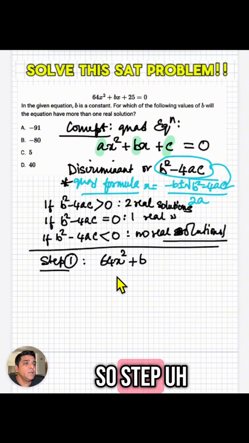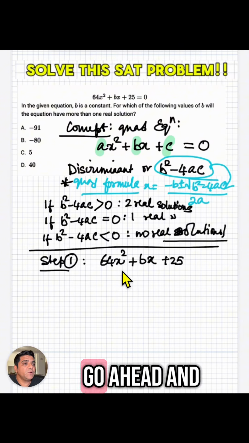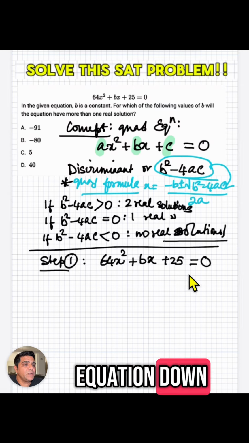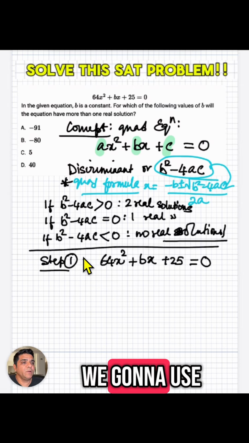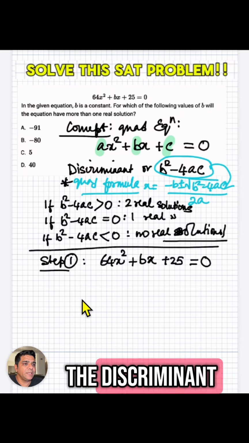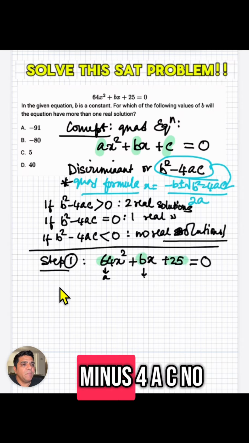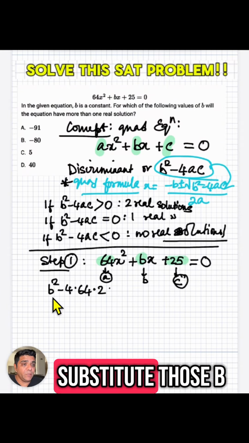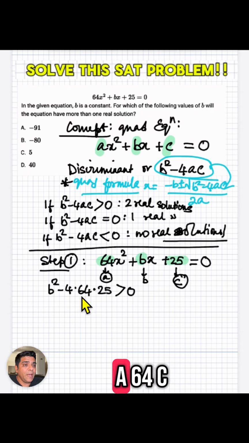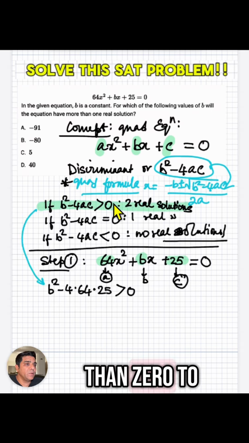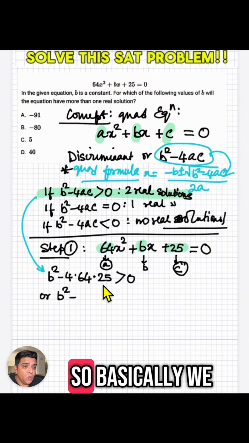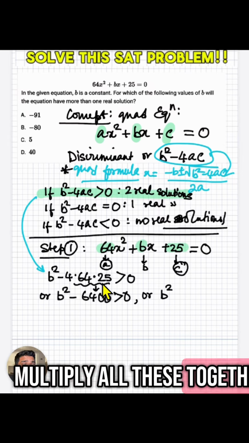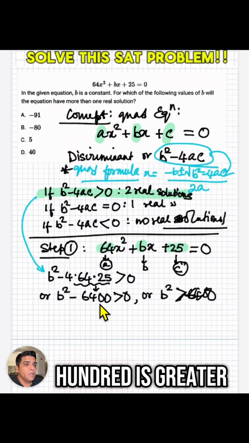So step one is, let's write our quadratic equation down, and then we're going to use the b squared minus 4ac discriminant. So b squared minus 4ac, now a is 64, c is 25. So just substitute those: b squared minus 4 times 64 times 25. It needs to be greater than 0 to have two real solutions. So when I multiply all these together, I'm going to get 6400, and it is greater than 0.